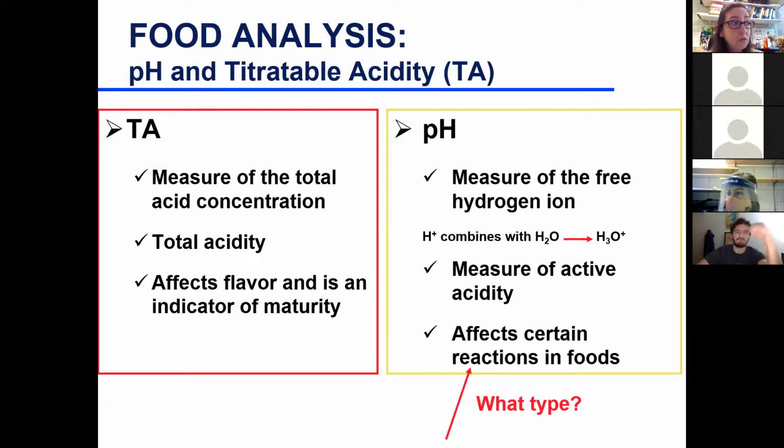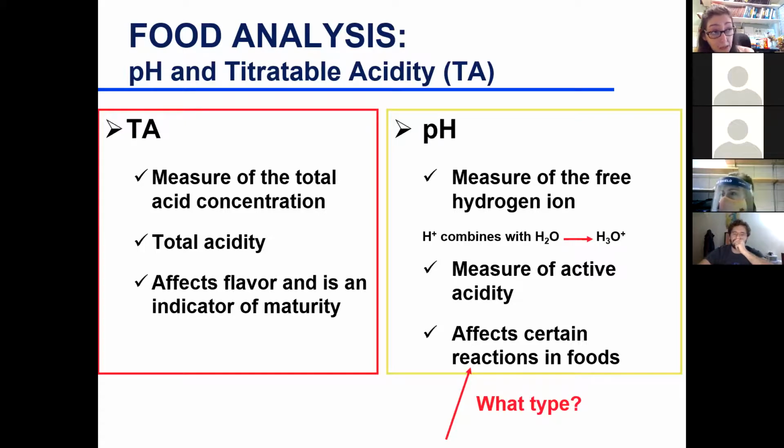So it's basically a measure of total acidity, and it affects the flavor, and it is an indicator of maturity. Why? Especially in fruits. As the fruit ripens, the acid concentration goes down and the sugar concentration goes up. So titratable acidity is therefore an indication of maturity.